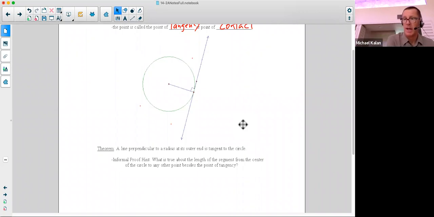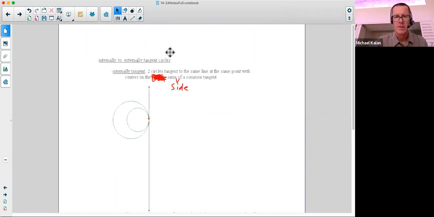It's going to either be in the circle, which means the line would intersect the circle in two places. It would not be a tangent, it would be a secant. And if it was further, then it's not going to hit the circle at all. All right, so let's talk about internally versus externally tangent circles.